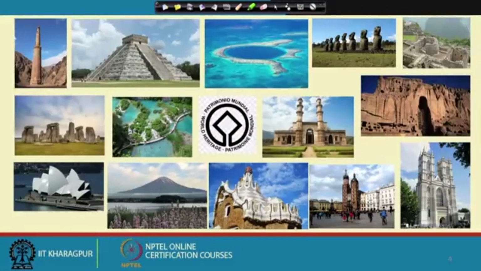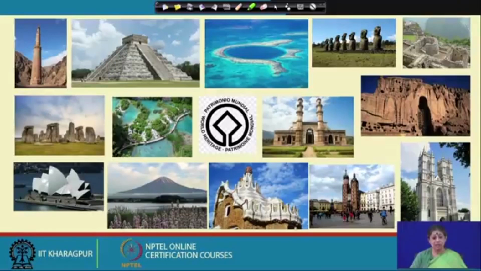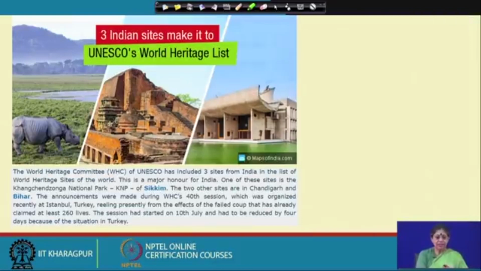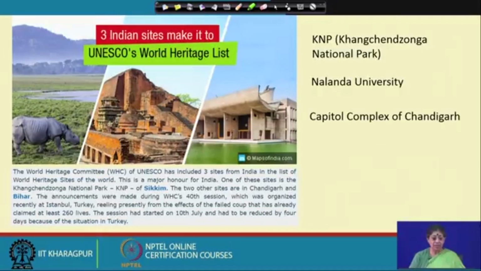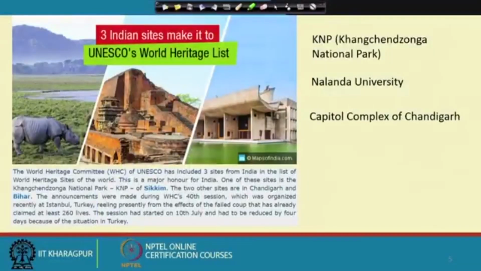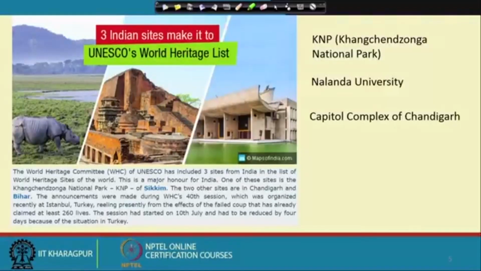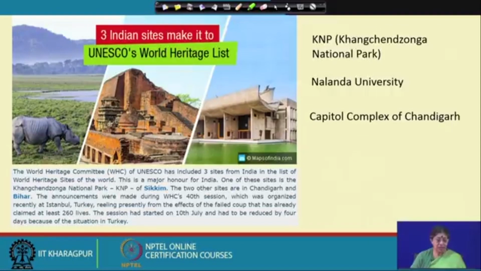As I told you, all of these are part of the UNESCO World Heritage enlisted sites. If you can see here, there is an announcement which says that 3 Indian sites make it to the UNESCO World Heritage List. Can you identify which are there? There is Kaziranga, Nalanda, and the Capitol Complex of Chandigarh. It is a very recent event, where 3 Indian sites in only 1 year were enlisted. It was done in the 40th session, when all the member countries met for the World Heritage Convention. It was a great pride for India to see that 3 of its structures, areas or natural parks have been inscribed.